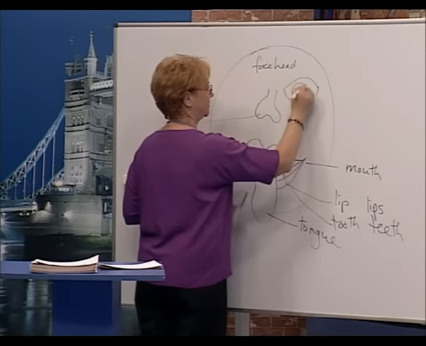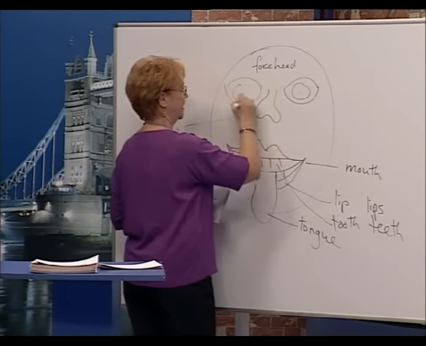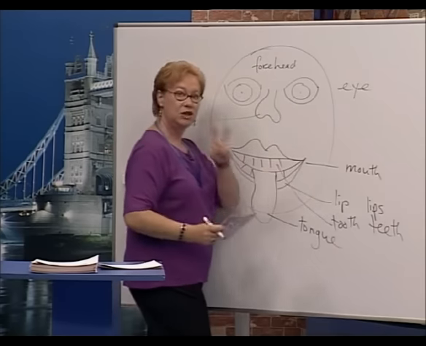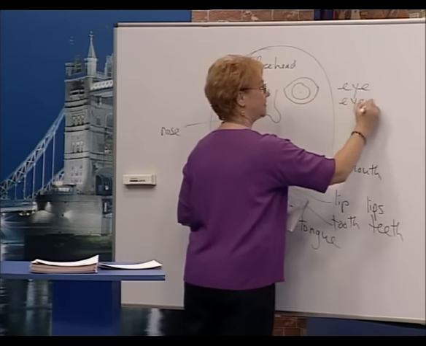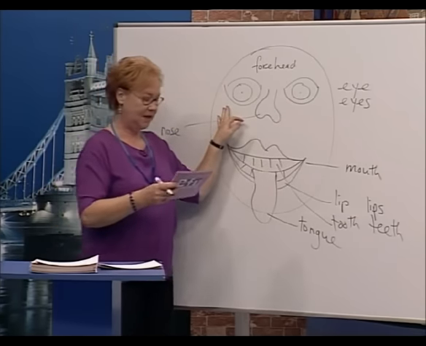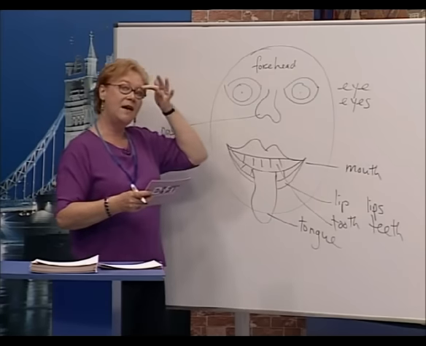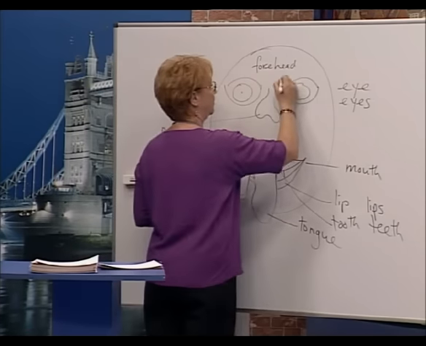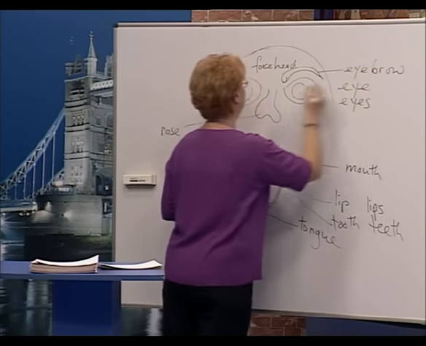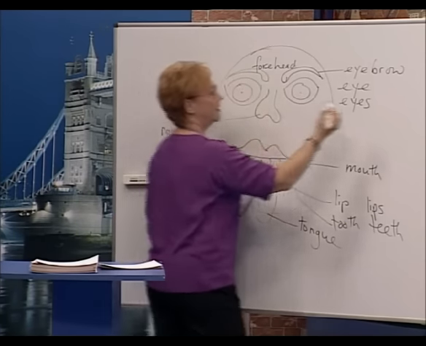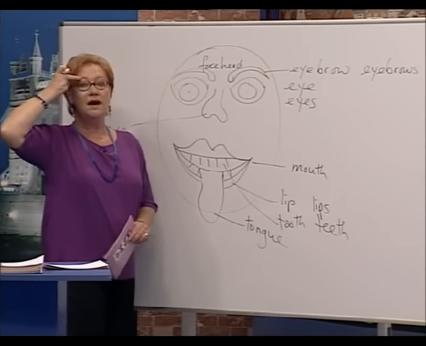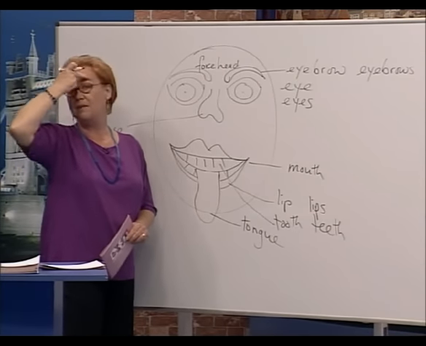Eyes. One eye. Eye. Two eyes. Now, over the eyes, we have the eyebrow. Eyebrow. We have two eyebrows. Okay? One eyebrow, two eyebrows.